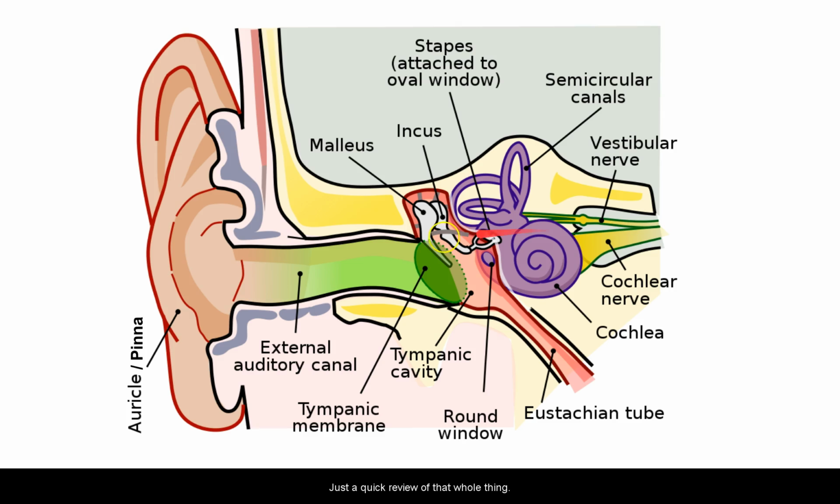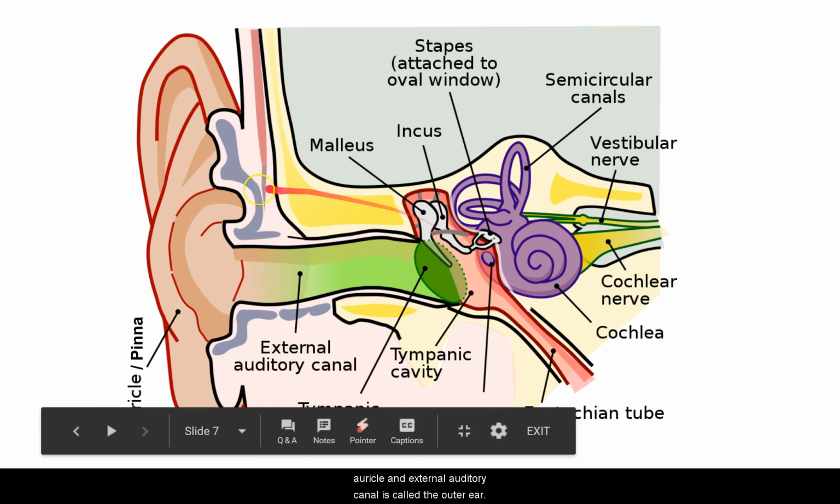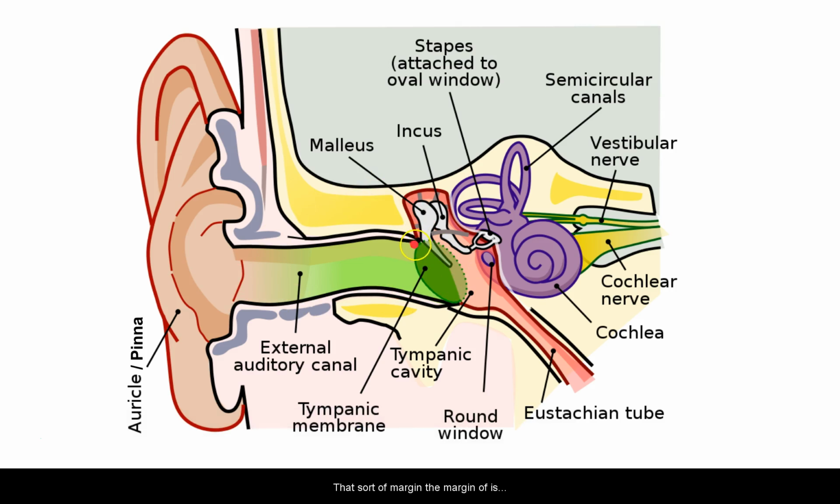Just a quick review of that whole thing. The pinna, the outside visible portion of the ear, is the first area where sound goes. Then it gets transported through this external auditory canal. This, by the way, the pinna or auricle and external auditory canal, is called your outer ear. And the margin of that is the external side of the eardrum.